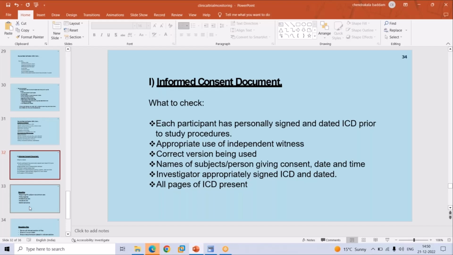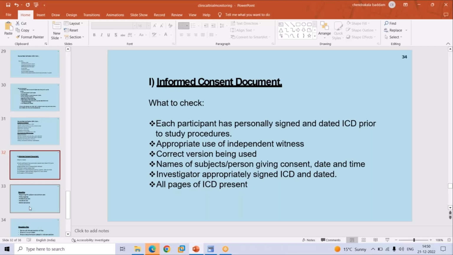Each participant has personally signed and dated the consent form before the participation. Appropriate use of independent witness. So we'll have the subject's legally acceptable representative, LAR.